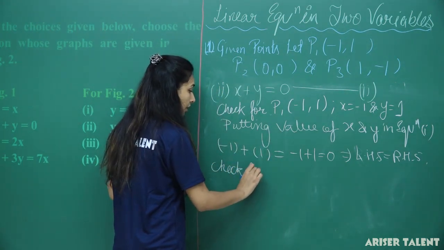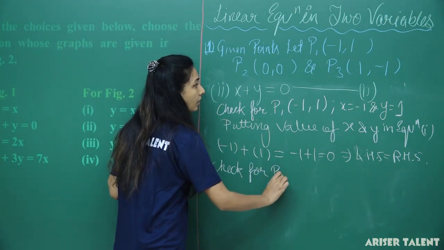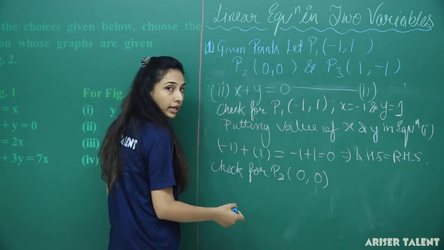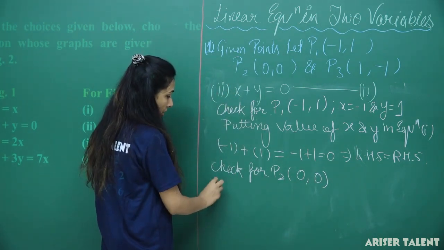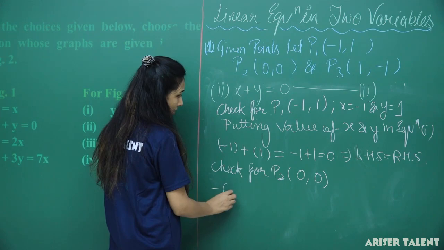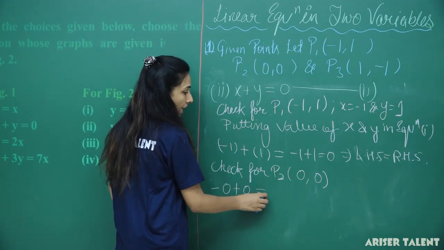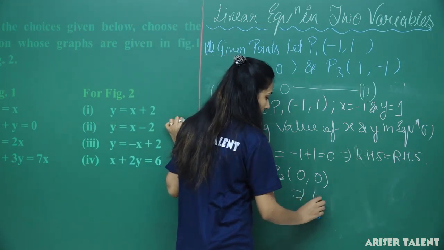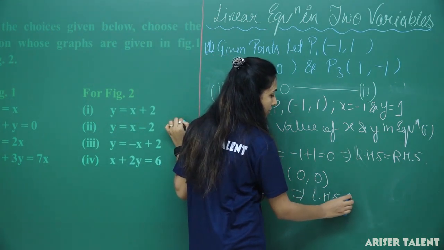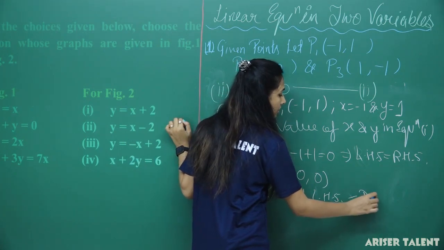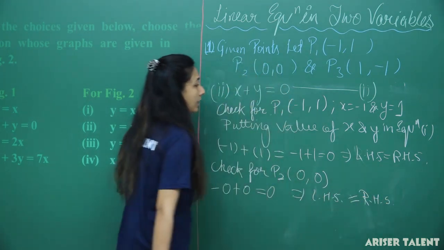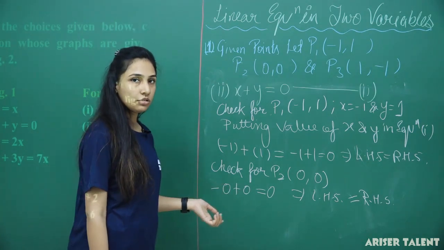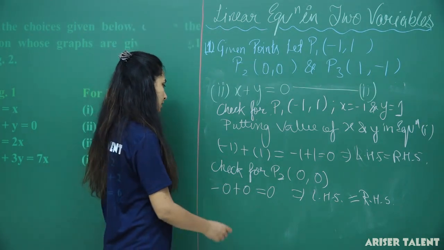So check for P2, which is 0, 0. Now let's have a look. That will be -0 plus 0 and that will be 0 of course. So yes, LHS equals to RHS. Right. P1 has been satisfied, P2 has been satisfied. Do we really need to check for P3? You don't need to, but just check it.